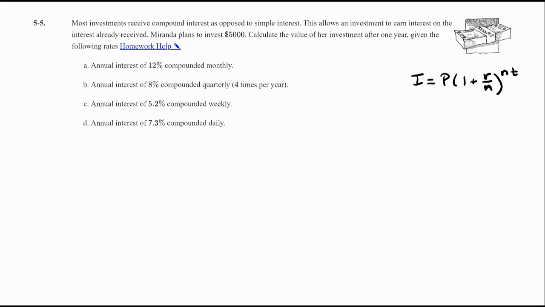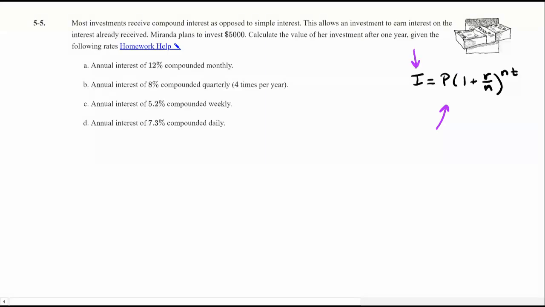Miranda plans to invest $5,000. Calculate the value of her investment after 1 year given the following rates. So we're going to need to use our compound interest formula here, which is I equals P times 1 plus R over N to the power of NT.